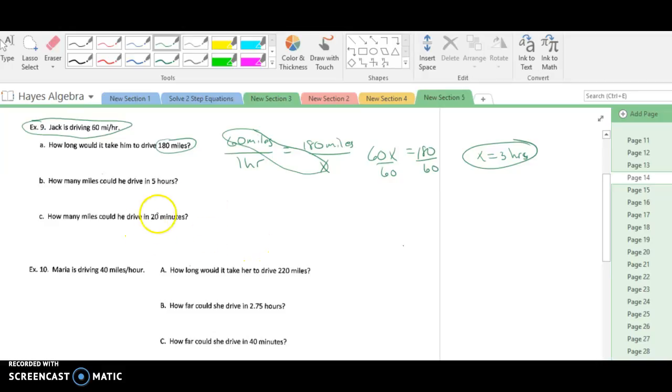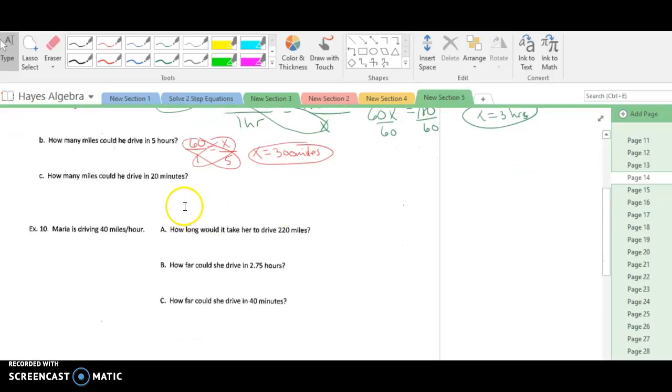Now, it's no different than when I do how many miles could he drive in 5 hours? Well, personally, if you think about it, if he's driving 60 miles in 1 hour, how many can he do in 5? Well, 60 times 5 is 300. Or you can set it up as 60 miles every 1 hour is equal to how many miles in 5 hours? And when I cross multiply here, x is equal to 60 times 5, which is 300. So he could drive 300 miles in 5 hours.